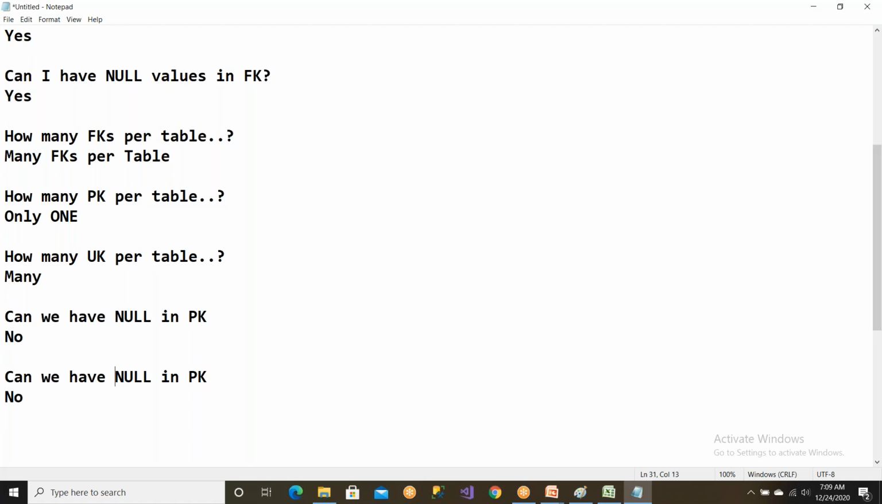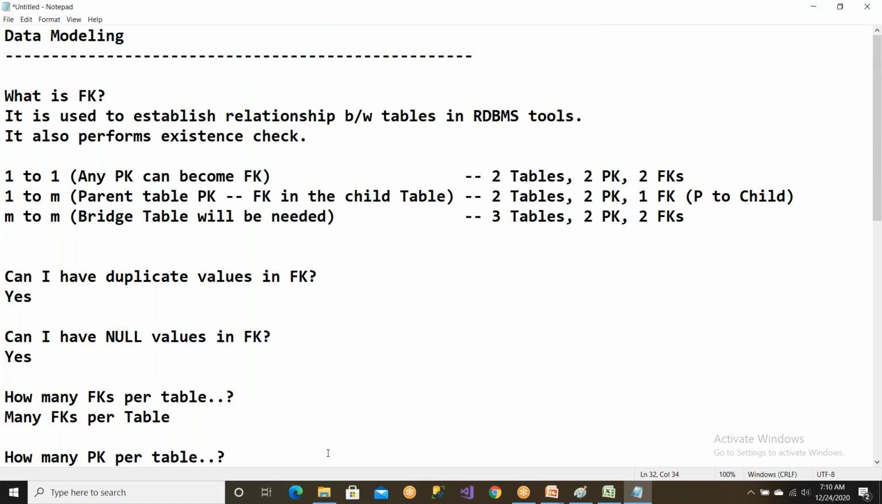So can we have null in unique key? The answer is yes. How many null values? Only one null. You cannot say more than one. Only one null value per column. In a table, you can have a lot of unique keys, but it will allow only one null value per column. Clear? So these are the points.